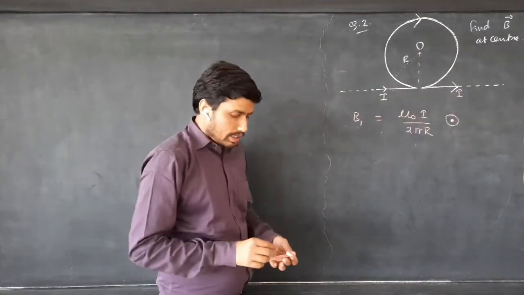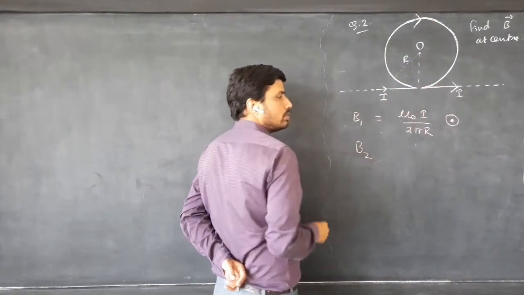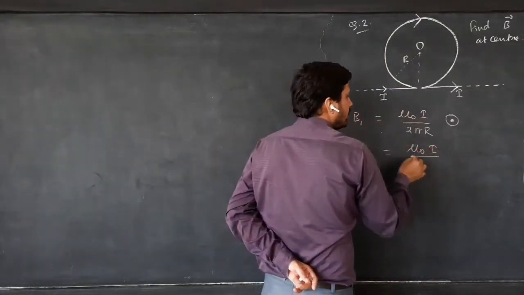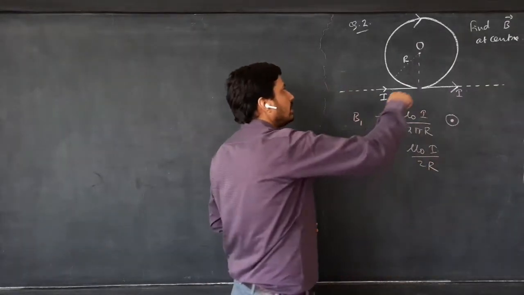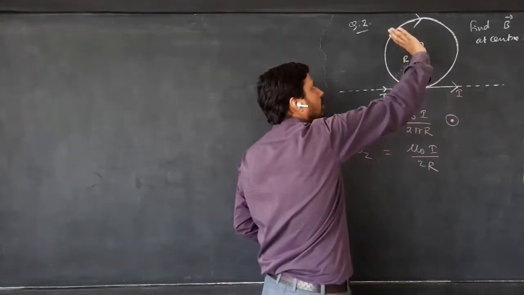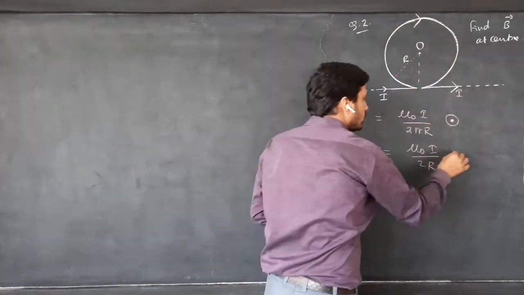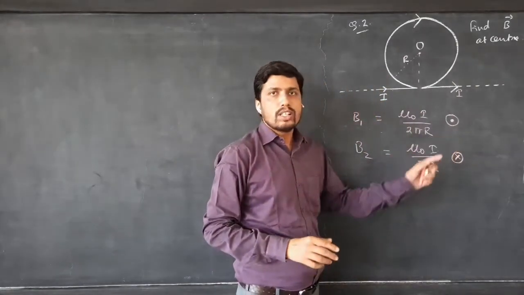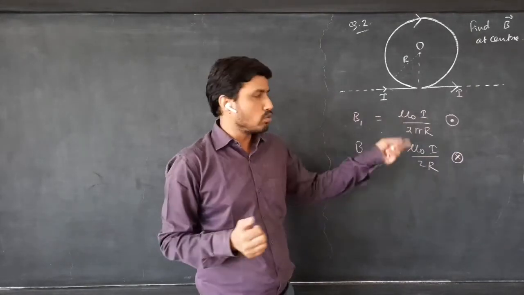Then due to the circular segment, the magnetic field I will write as B2. So B2 will be how much? For a circular segment, magnetic field will be mu naught I upon 2R at the center. But for direction, you can see the current is moving clockwise. So we'll curl our fingers in clockwise sense. Then we find that the thumb is pointing inwards. Inwards means it will be into the board. So it is clear that these two directions are opposite. Therefore, when you find the total magnetic field, don't add, subtract these two values.